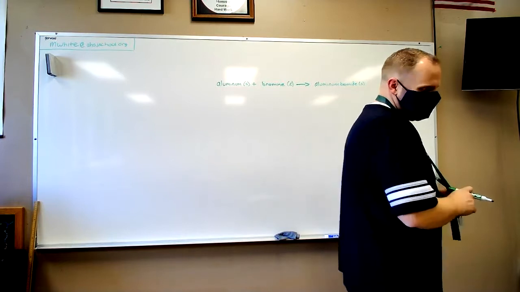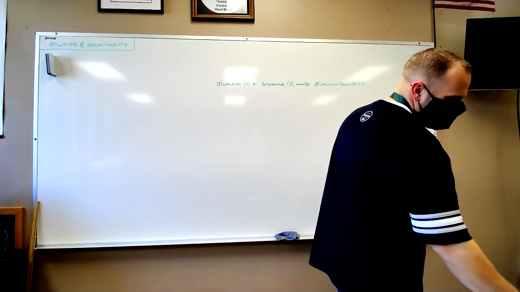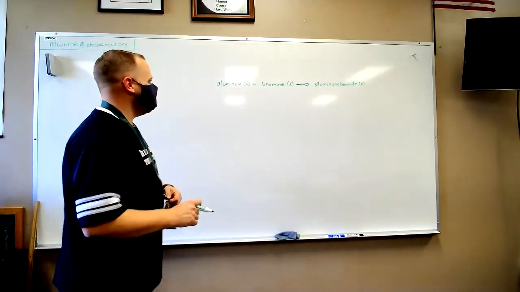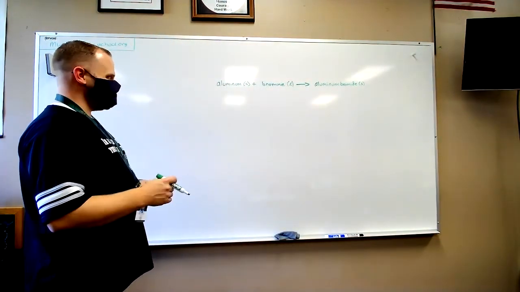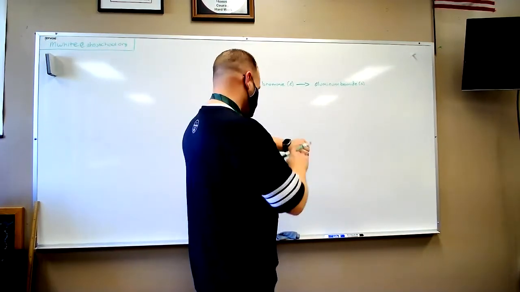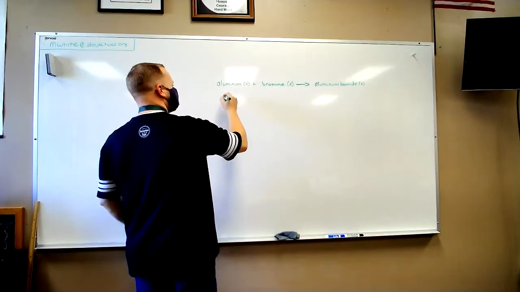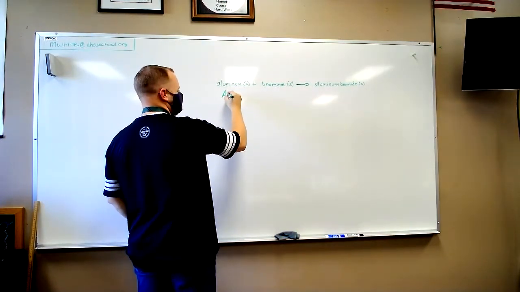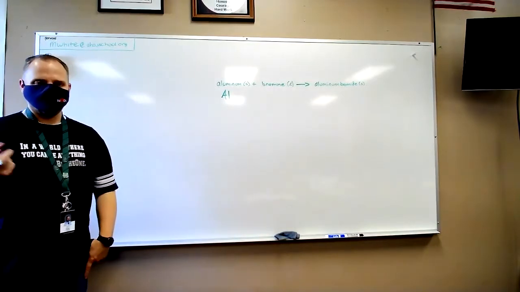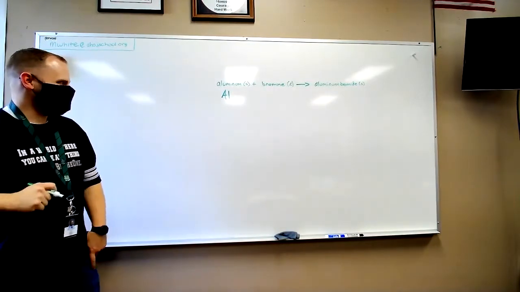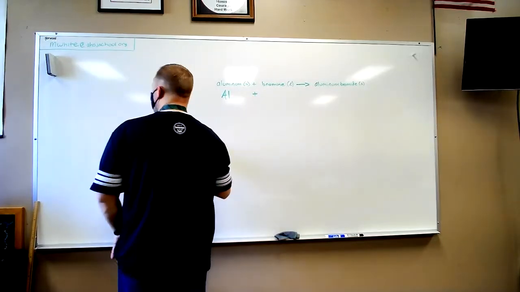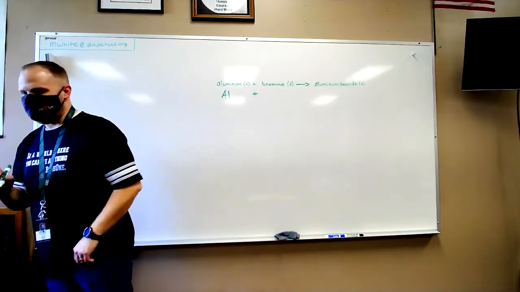Now, the easy ones are just the straight elements. Okay? So aluminum is Al. That's pretty straightforward. Now, bromine, we can look on the periodic table and we see it's Br.